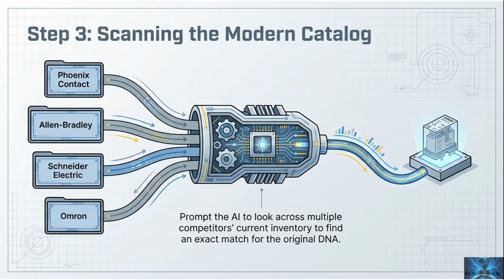Step 3. Scanning the modern catalog. With specs and constraints locked in, you can prompt the artificial intelligence to search across brands and competitors. Instead of staying trapped inside one manufacturer's discontinued ecosystem, you scan modern catalogs for equivalents. The goal is an exact functional match, based on the electrical DNA and mechanical realities you captured earlier.